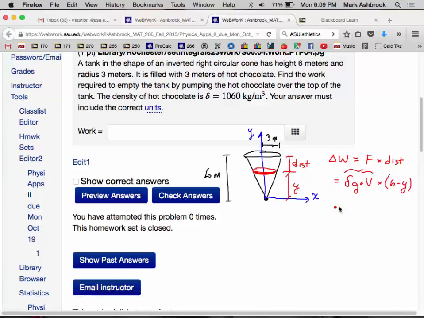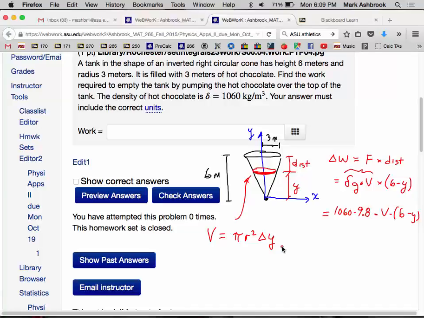Okay, and then we've got rho, which is 1060, and times g will give us the weight density in newtons per meter cubed. So that's that. What's left is the volume of that little pancake of milk. So what's the volume of that? The volume of that is pi r squared delta y.